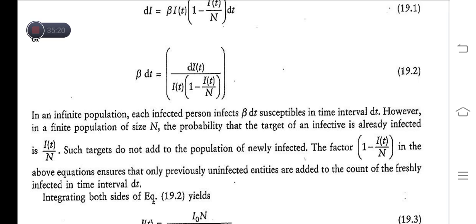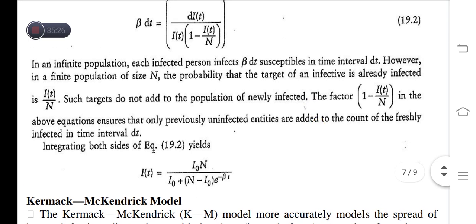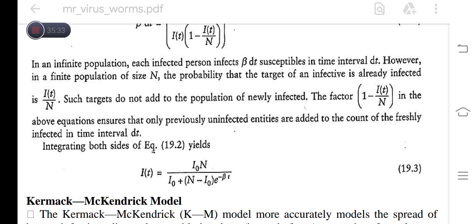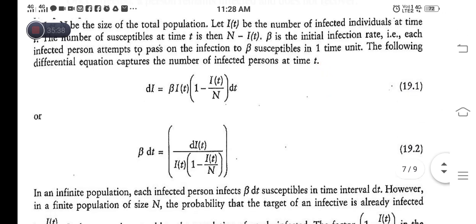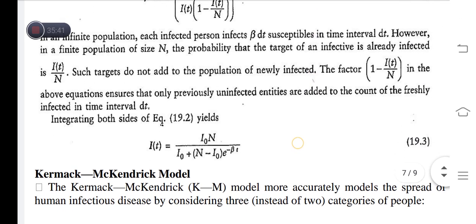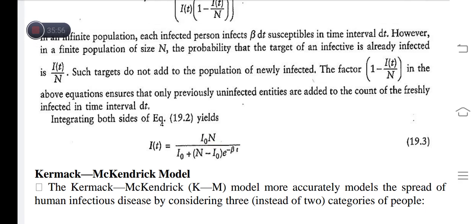So now by integrating equation 19.2, we have the value I of t equals I naught N divided by I naught plus N minus I naught into e to the power minus beta t. So this is the simple epidemic model. I of t, the number of newly infected entities at the time t, is given by equation 19.3 using the simple epidemic model.